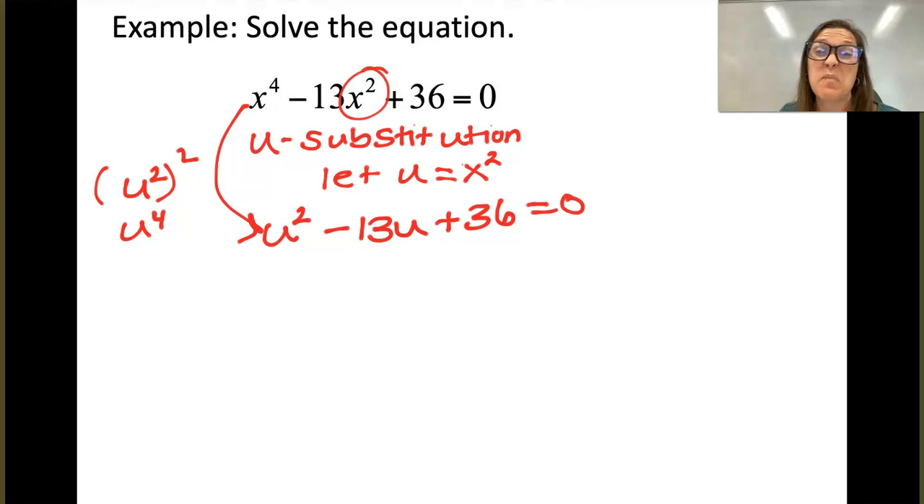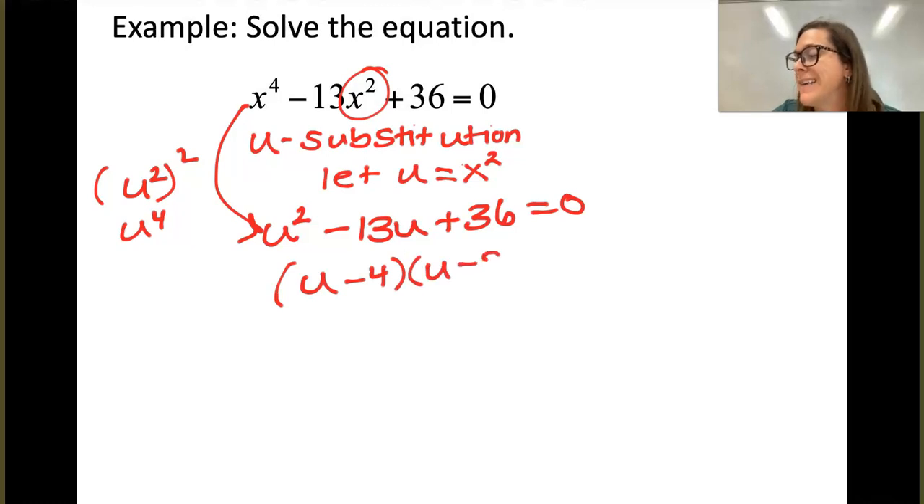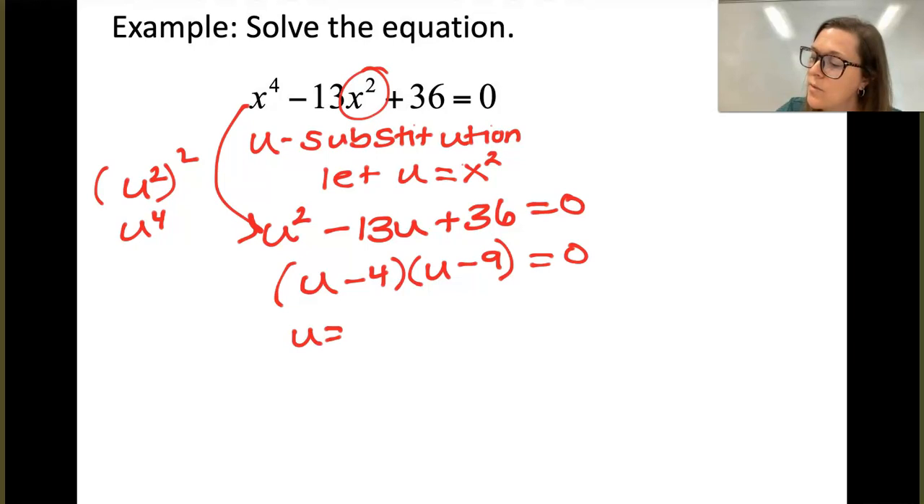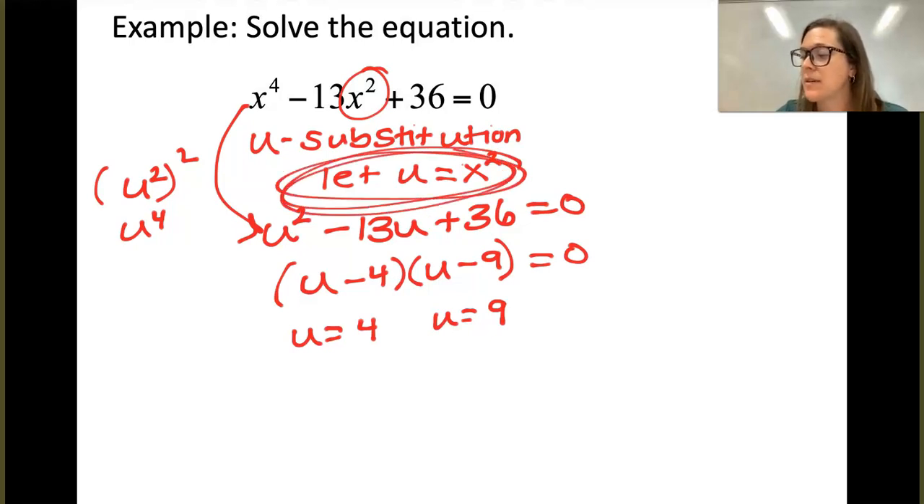Now we just did that same problem. That's factorable, right? That goes to u minus 4, u minus 9 is equal to 0. So that tells me that u is equal to 4, and we can have u is equal to 9. But my original equation had an x in it. So now I'm going to bring that x squared back down, because up here we said u is equal to x squared.